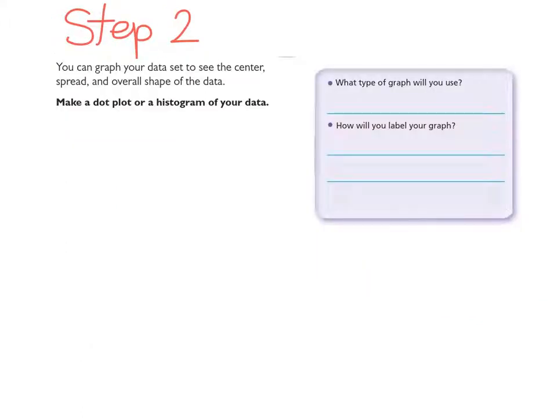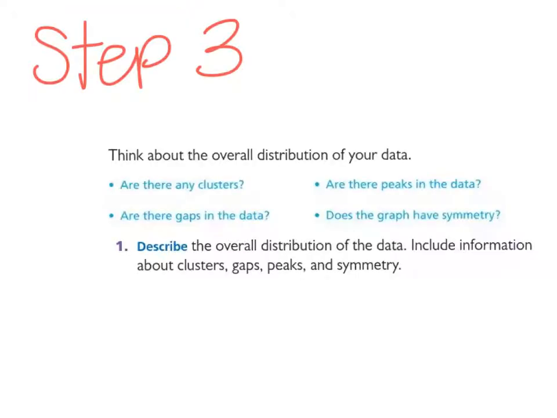Step 2, you need to take that data from your frequency table and you need to make a dot plot or a histogram. If you don't remember what that is, please check back in your notes to remember what a dot plot or a histogram is. Make sure you have a label on it, so it needs to have a title.